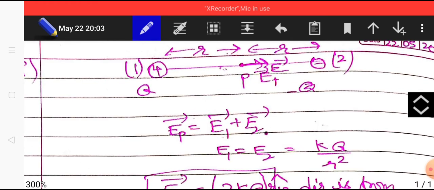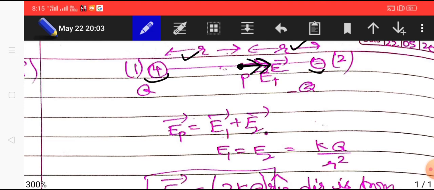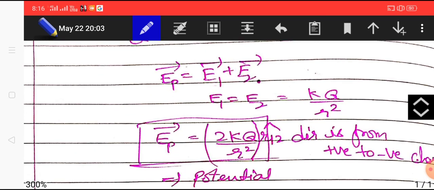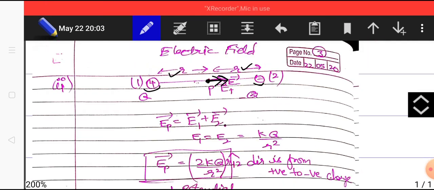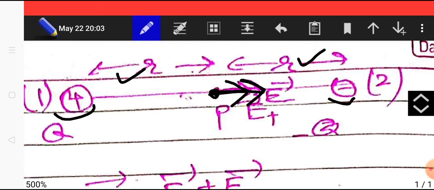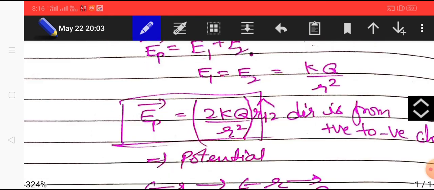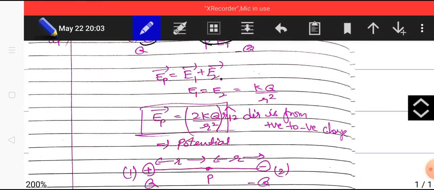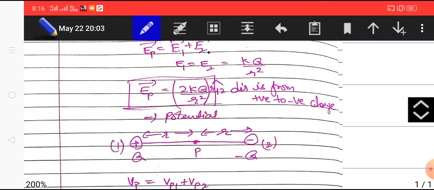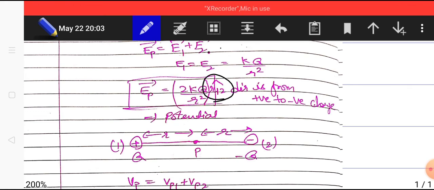Consider the second case, when we have opposite charges, one plus and the other minus, and again point P, which is at the same distance R from both the charges. Due to the plus charge, the electric field is going to be in this direction. And for the minus charge, the electric field is again going to be in this direction, and the magnitude is also going to be the same, because the charges have the same magnitude and the same distance. As electric field is a vector quantity and it is going in the same direction, we can simply add them. Using vector analysis also, theta is equal to 0.